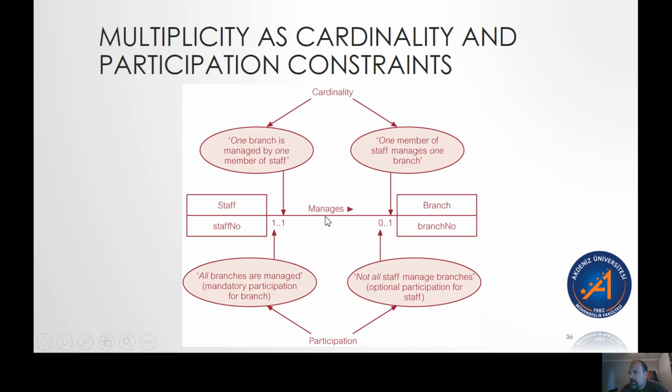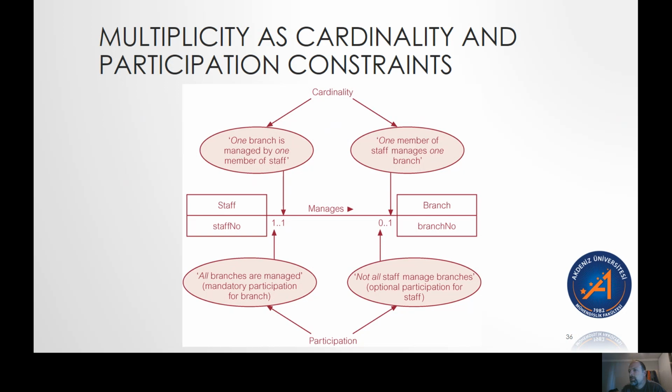a staff manages a branch. So this would be the manages relationship. Lots of different information we can understand from this. We know that a staff does not have to manage a branch. We could have a staff member who's not a manager. That's okay. A staff, if they manage a branch, they can only manage one of them. A branch must have at least one staff person as a manager. A branch can only have one staff person as a manager.